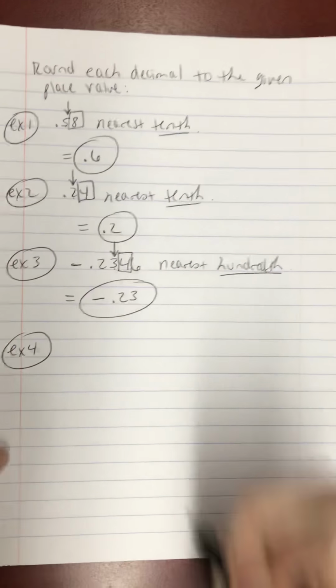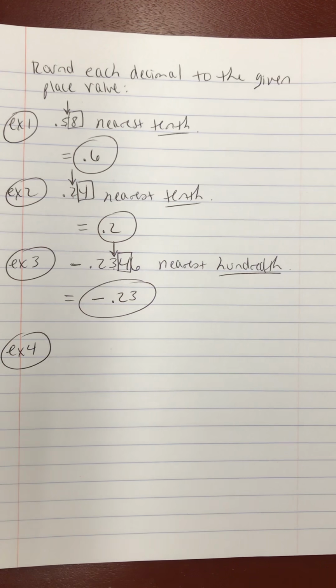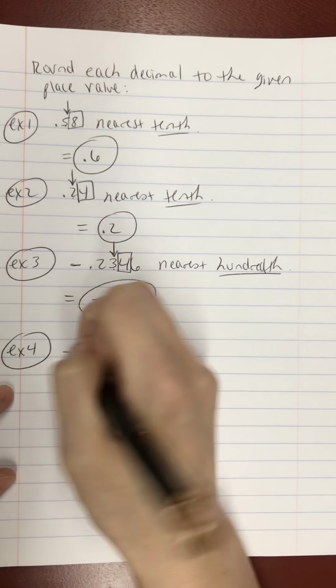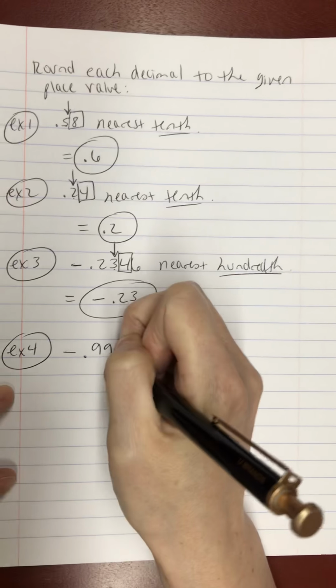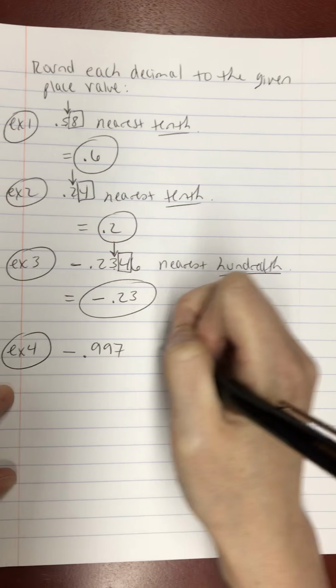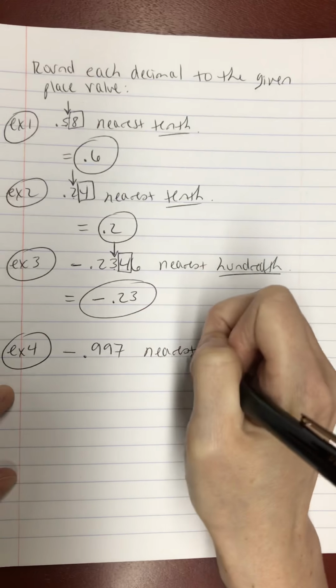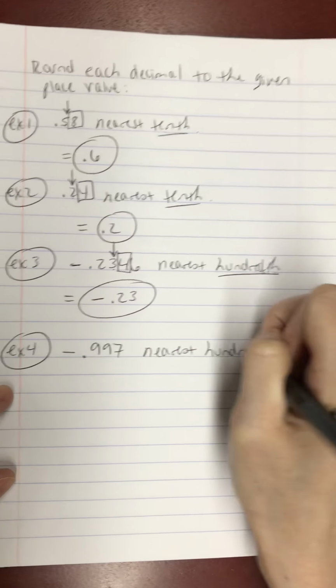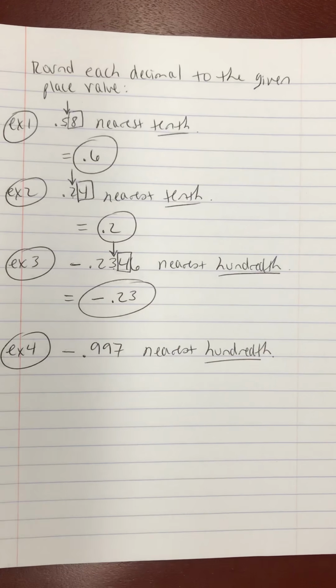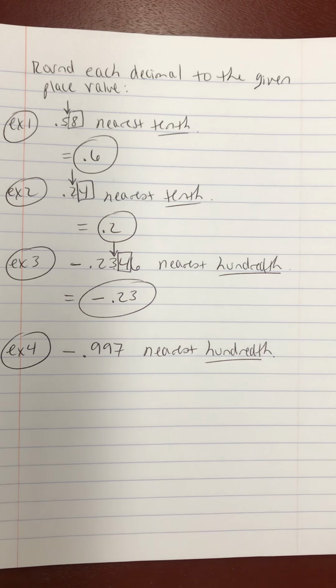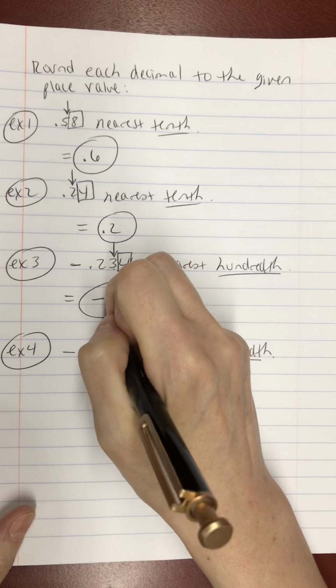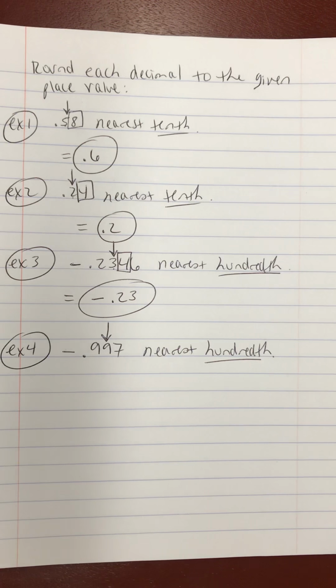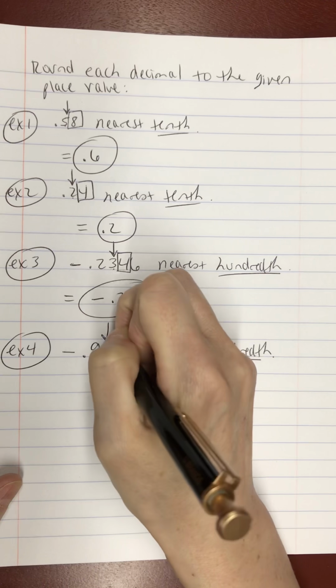All right, example 4. Let's just do one more. This will be our last one because I think you guys get the idea. Negative 0.997, and we're going to do this to the nearest hundredth. Negative 0.997 to the nearest hundredth again. Here I'd ask you, which digit is in the hundredths position? Hopefully you would say the second 9 here. That is right, that's the hundredths place. And we're going to look at the number directly to the right of it.